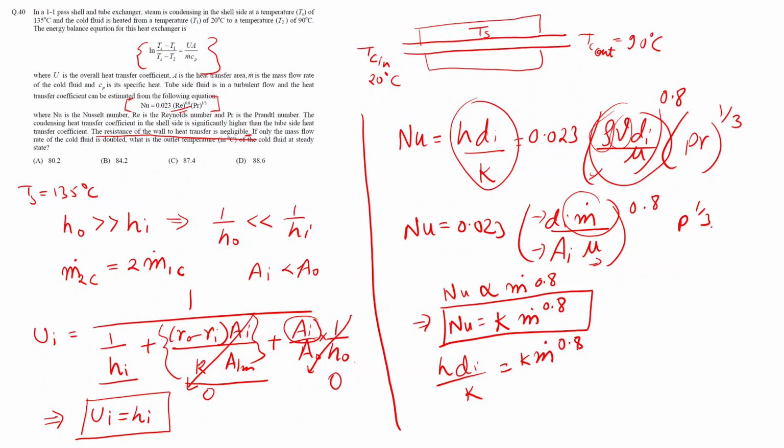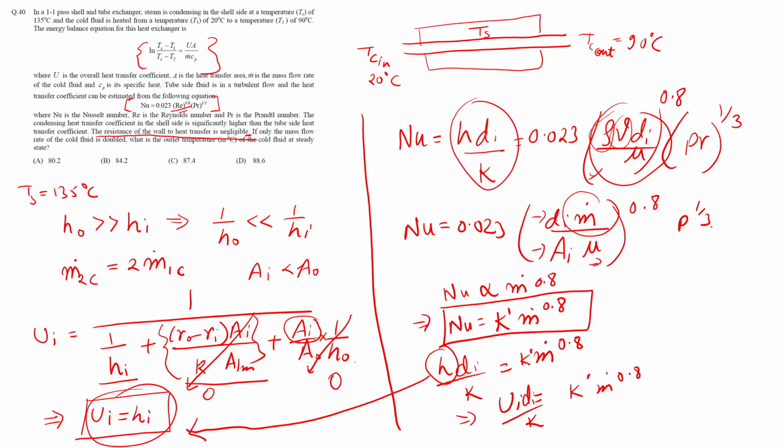times m dot raised to 0.8. Again, here this h we can replace by U, as we have found out from over here. So that will give us Ui Di upon k is equal to k times m dot raised to 0.8. Let's just call this constant as k dash. So here Di is also constant, this thermal conductivity will also remain constant, so we can write Ui will become, let's say, k double dash of m dot raised to 0.8.